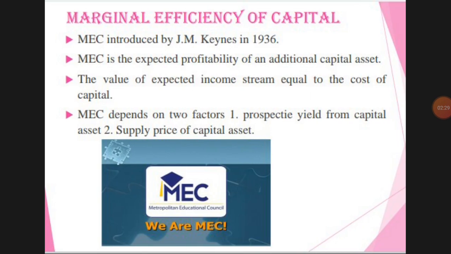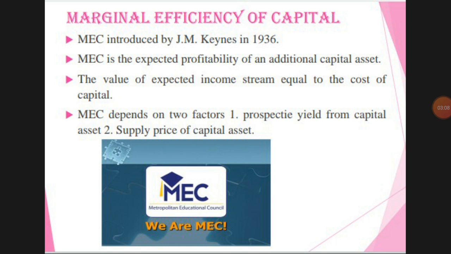The next topic is the marginal efficiency of capital. This was first introduced by John Keynes in 1936, and he determined autonomous investment with the expected profit from the addition of capital assets. So it is the higher rate of return over the cost expected from the additional unit of capital asset. That means using the additional capital, how I can increase my rate of return. That is what it wants to explain.